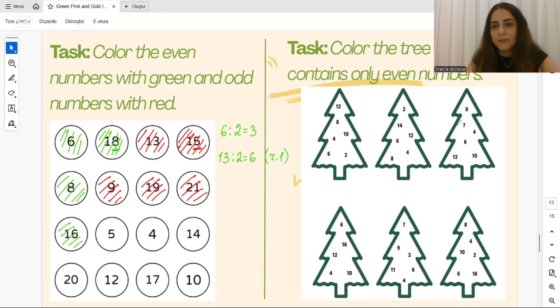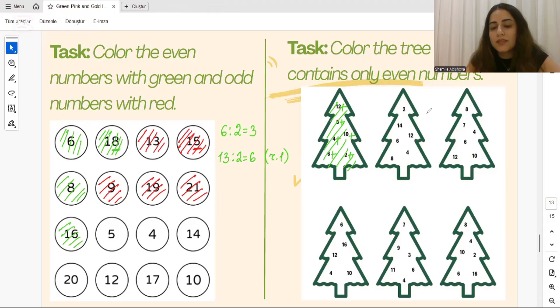Let's check this one. Color the tree that contains only even numbers. And look at the first tree. That tree contains 12. 12 is an even number. Yes. And then 8 is an even number. And then 4 is an even number too. 10 is an even number. 6 and 2 are even numbers. That's why we can color this tree.